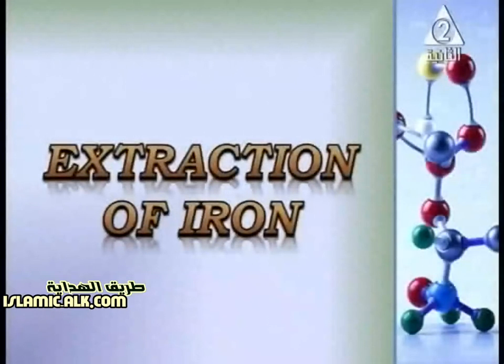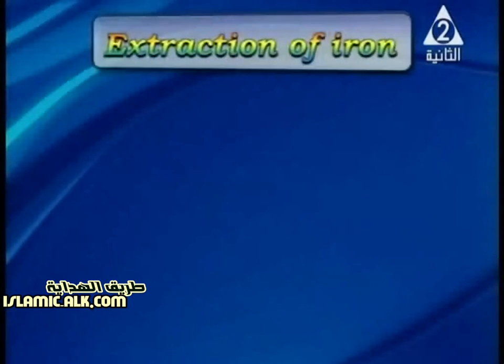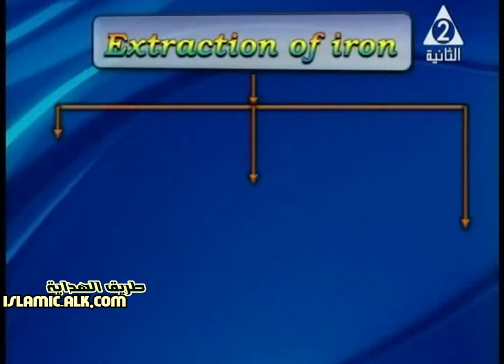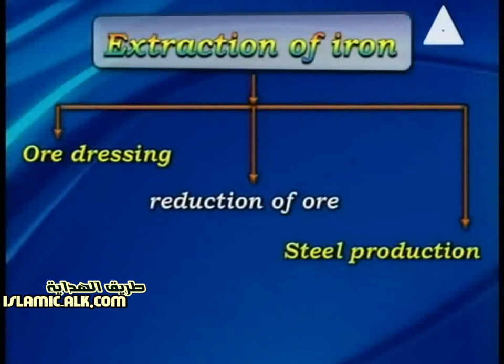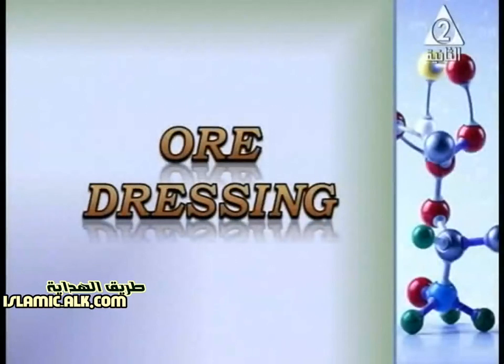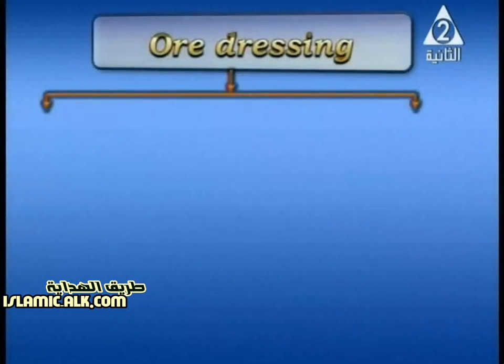Now, my dear students, we are going to discuss the extraction of iron from its ores. The extraction of iron takes place in 3 stages. The first stage is ore dressing, the second is the reduction of ore, and the third is steel production. We are going to discuss the 3 stages in detail. First, we are going to discuss ore dressing.